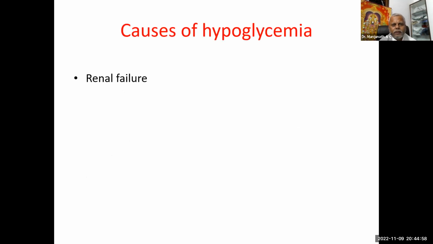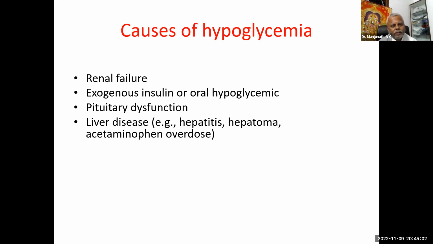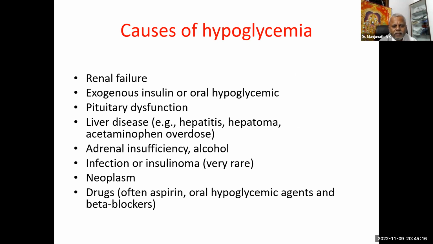So what causes hypoglycemia? There are many conditions like renal failure, exogenous insulin or oral hypoglycemic agents, pituitary dysfunction, liver diseases, adrenal insufficiency, alcohol, and infection. Insulinoma is a very rare cause, and also neoplasm and drugs. And the most important will be missing a meal, and insulin or oral hypoglycemic agents. Missing a meal is the main cause for hypoglycemia.